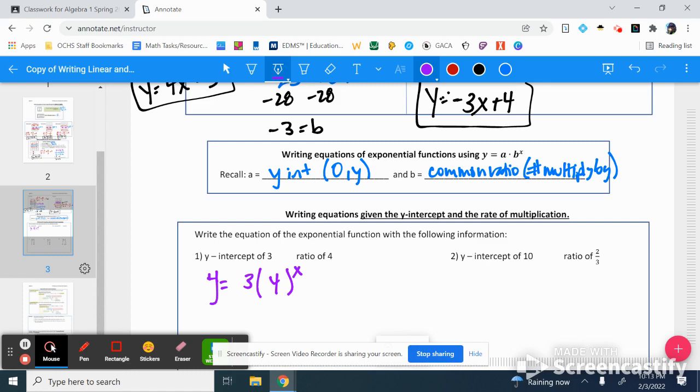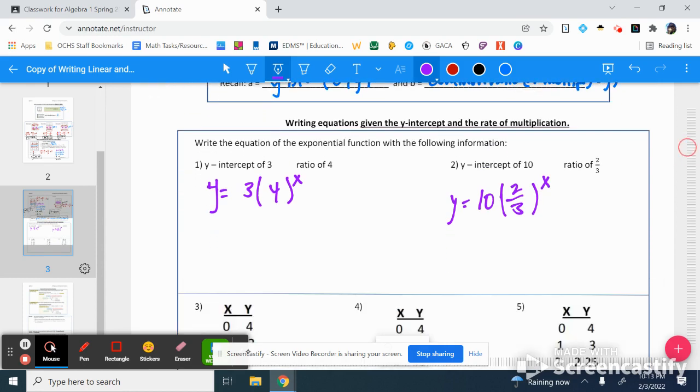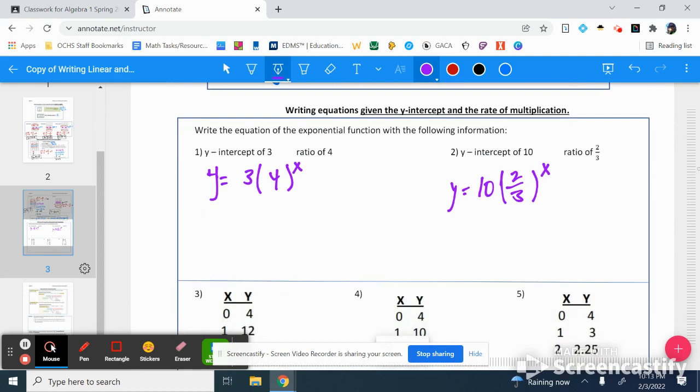For number 2, my y-intercept is 10, so that's my a value. So y equals 10, and it's a ratio of 2/3, which means I'm multiplying by 2/3 every single time. So 2 divided by 3. And remember, I want to raise this to the x power. X must be an exponent. If I were you, I would beg for a ton of those problems on the test.